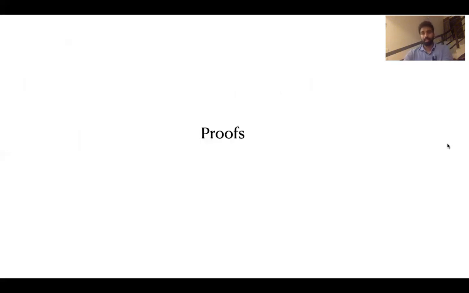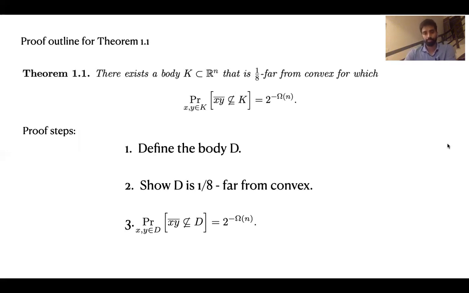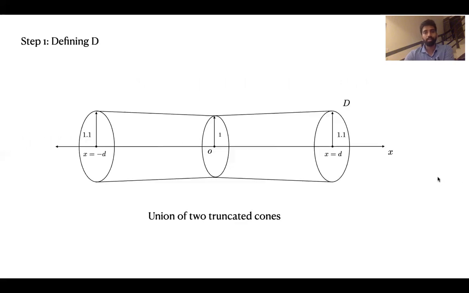Now let's get started with the proofs. The proof of theorem 1.1 essentially has three steps. First, we define what our body is, that is 1/8 far from convex. Then the second step is to show that it is actually 1/8 far from convex. And then the third one is to show that the probability that the line joining two random points goes out is extremely low. Here is a body D.